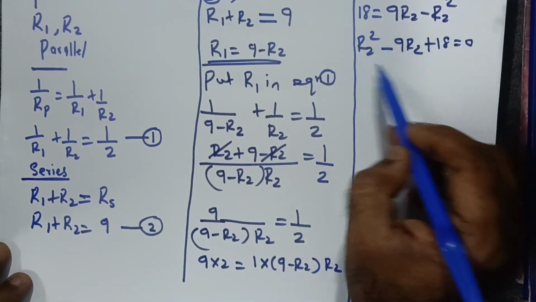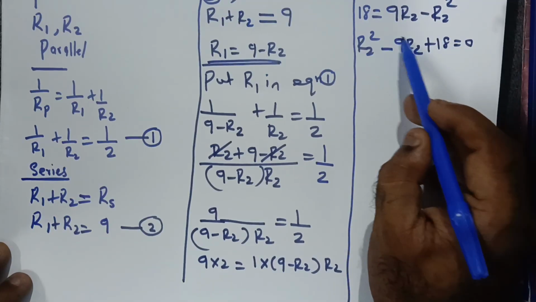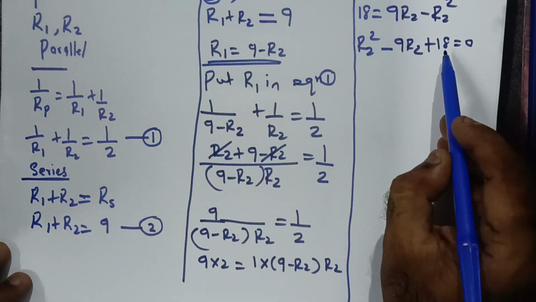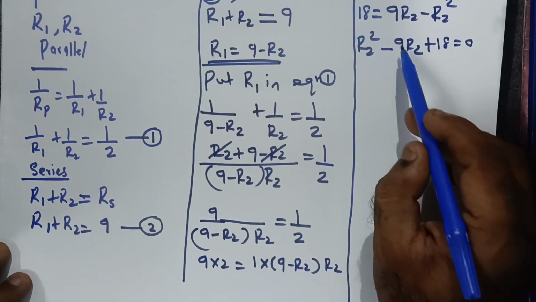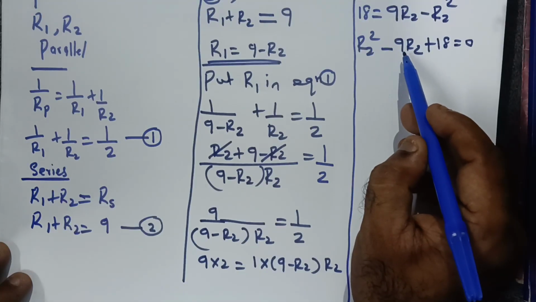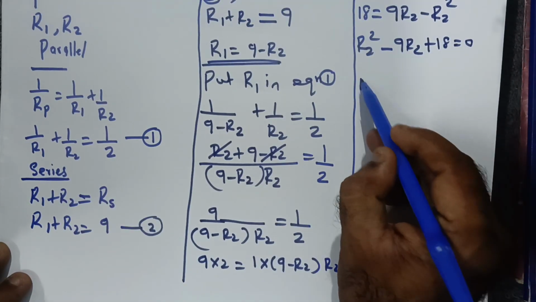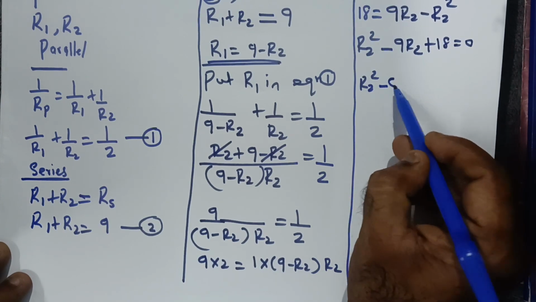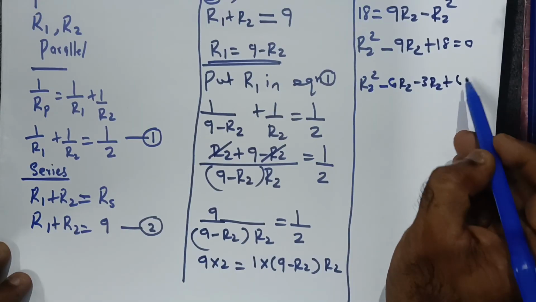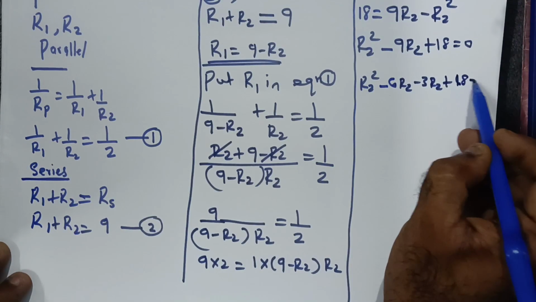If you have an equation like this, then you must understand this portion. This is the product of two numbers and minus 9 is the sum of two numbers. So those two numbers for which the product is 18 and the sum is minus 9. What are the numbers? That is minus 6 and minus 3, right? Minus 6 minus 3 becomes minus 9. Minus 6 into minus 3 is plus 18. So R2 square minus 6 R2 minus 3 R2 plus 18. That means minus 6 into minus 3. Okay, 18. I put 18 here.